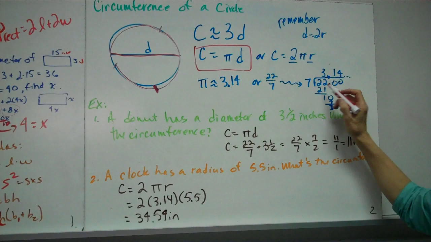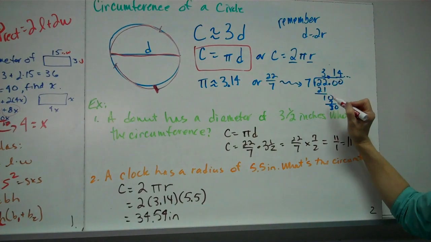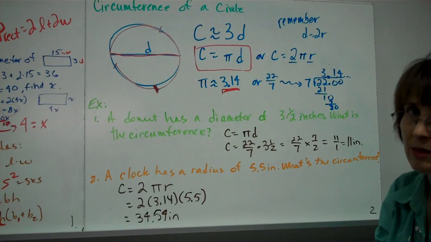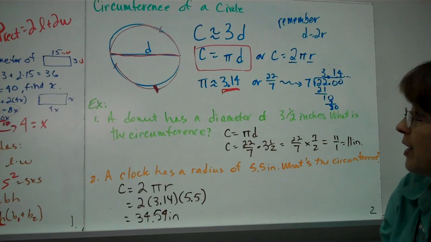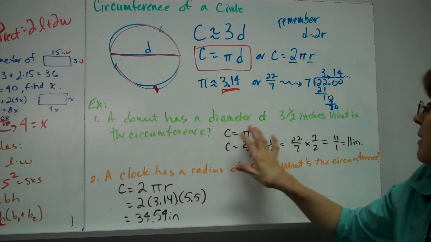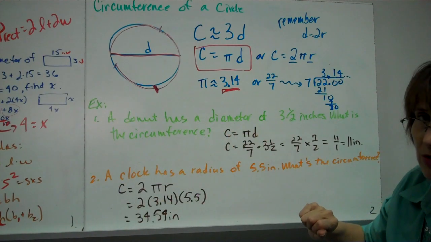So when you divide 22 divided by 7, you get 3.14, and you keep going. Remember, that's only approximate, and that's just the best approximation we have that we use in most of our problems. Okay, let's do a couple examples. A donut has a diameter of 3.5 inches. So you want to know what's the circumference.